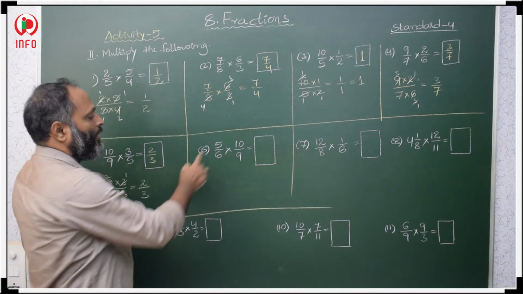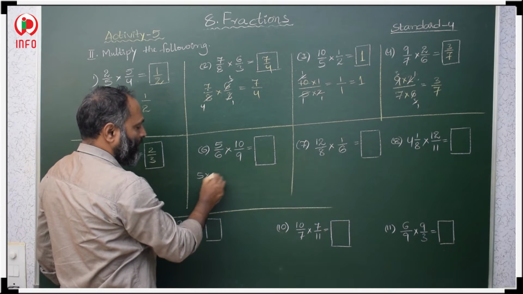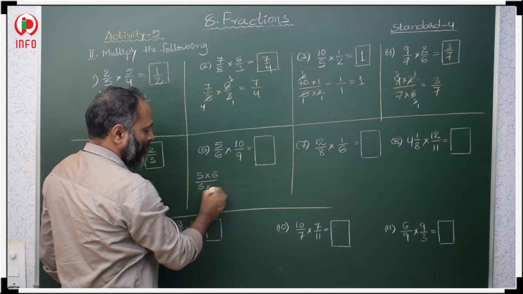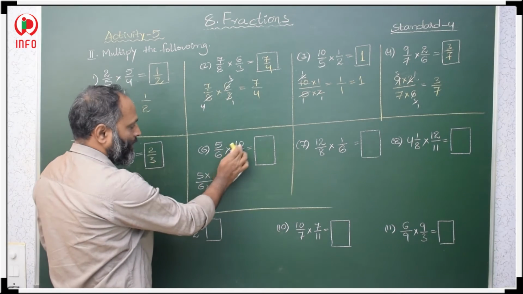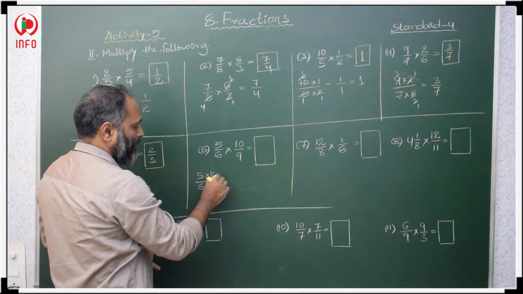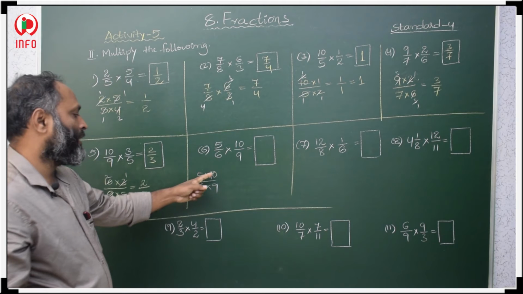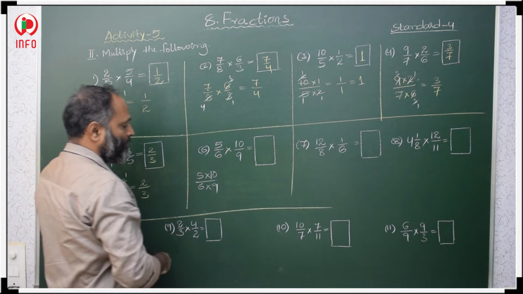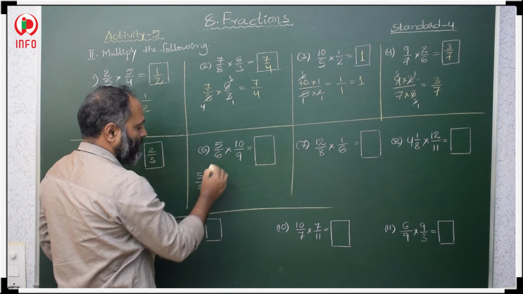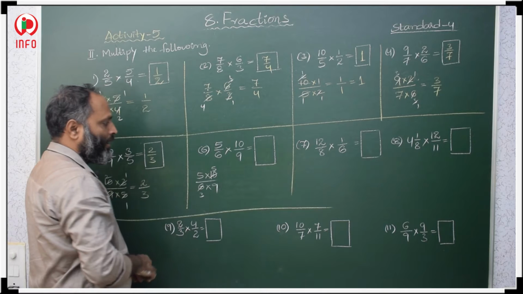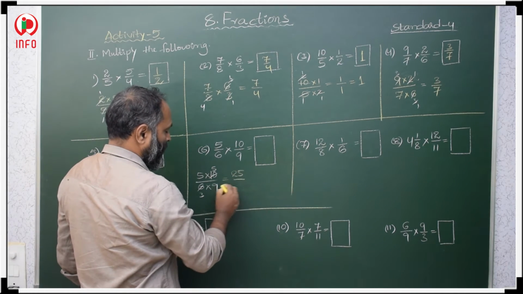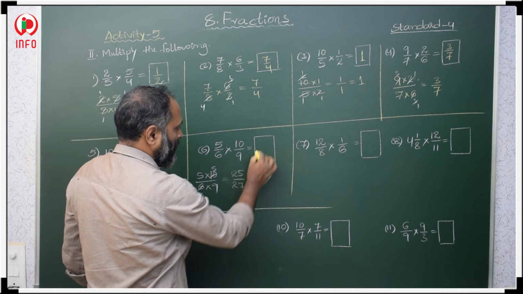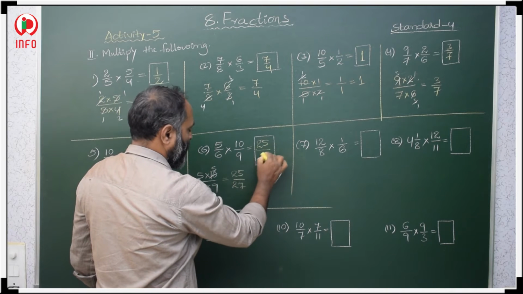Now, numerator with numerator, 5 into 6, 10 into 9. 5 into 10, 6 into 9. These two have common factor 2: 2 fives are 10, 2 threes are 6. Now, what is left? 5 fives are 25, 3 nines are 27. 25 by 27.